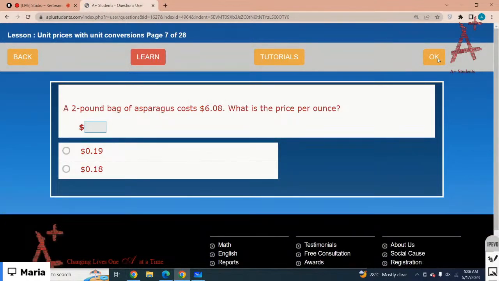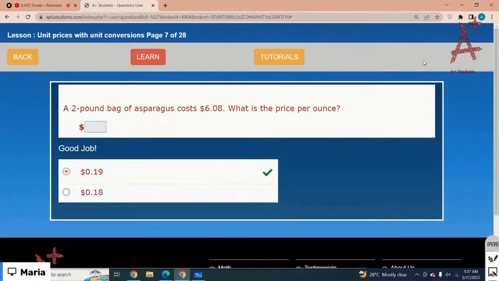Okay, a 2-pound bag of asparagus costs $6.08. What is the price per ounce? In 1 pound we have 16 ounces. So 16 times 2 makes 32. That means you have to divide 6.08 by 32. That means it would be 0.19. Got it? The correct option is 0.19.